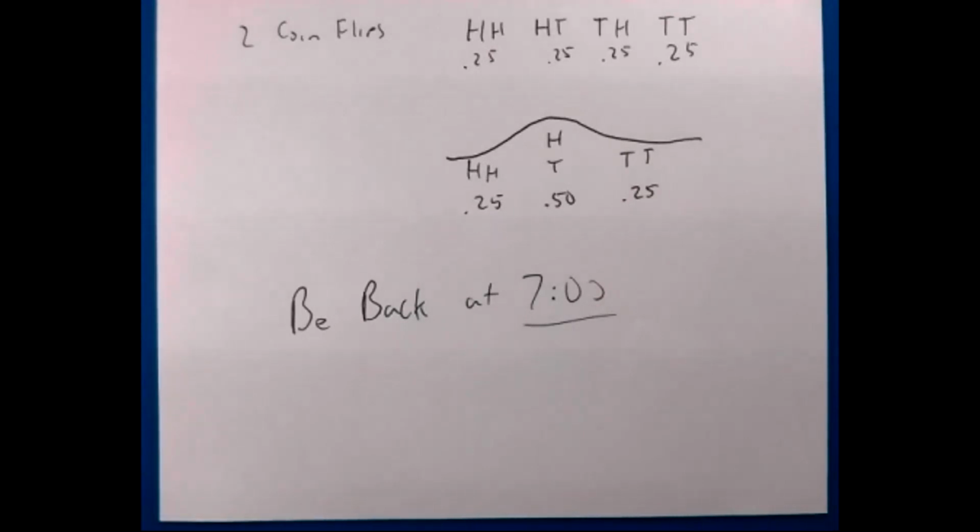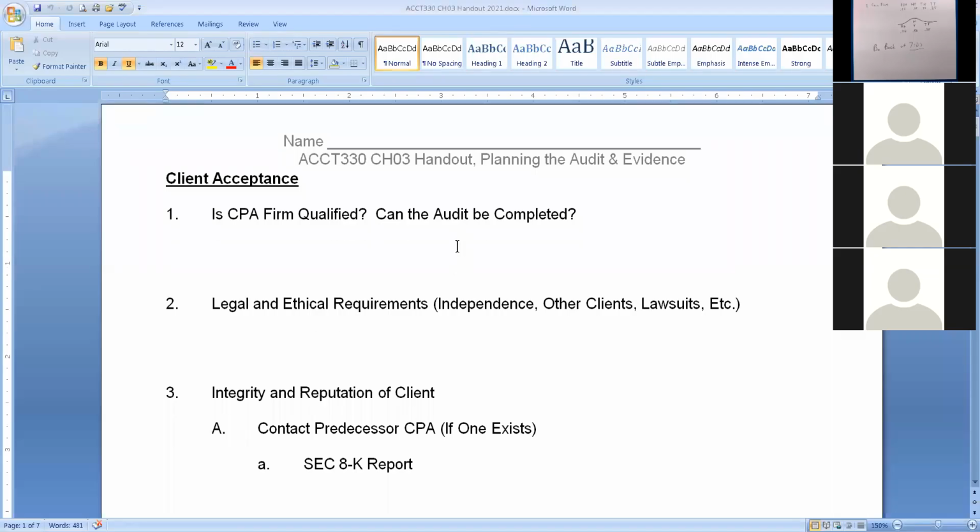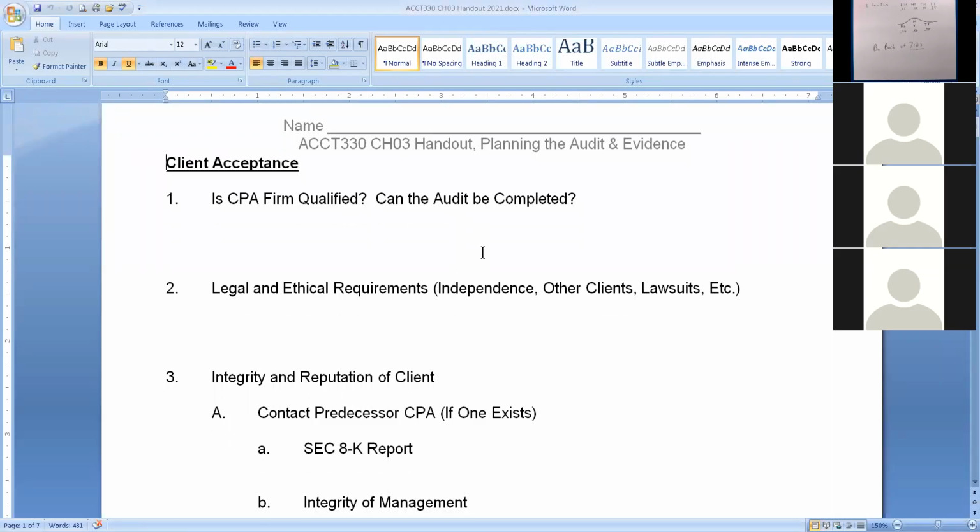Okay, and so we will. So is there anyone who does not have the chapter 3 handout, or did not get it? Okay, so when we come back, we'll go over that one.